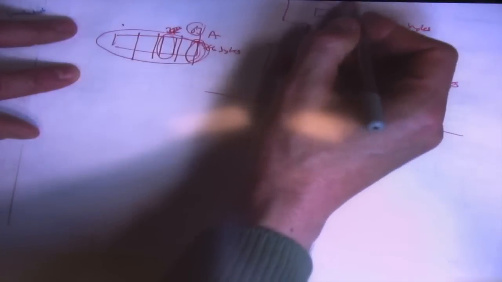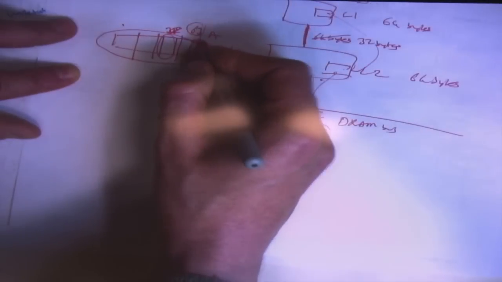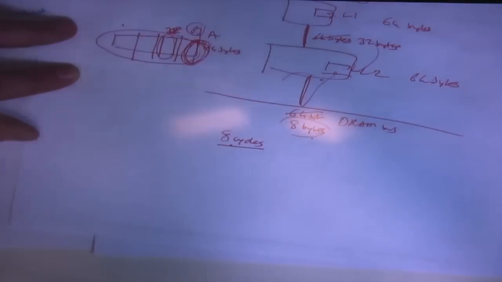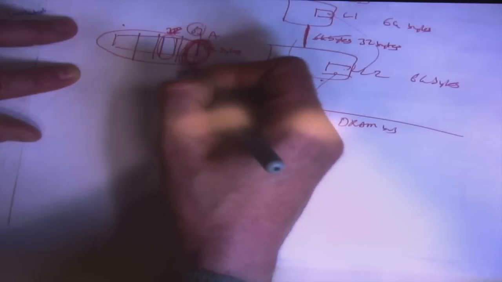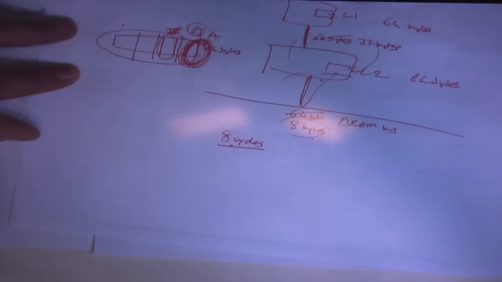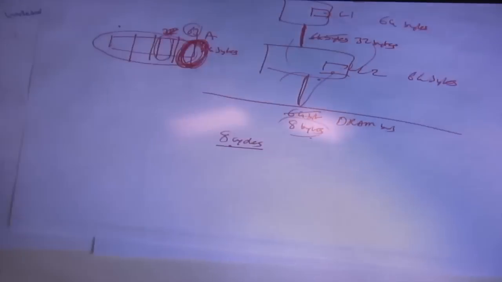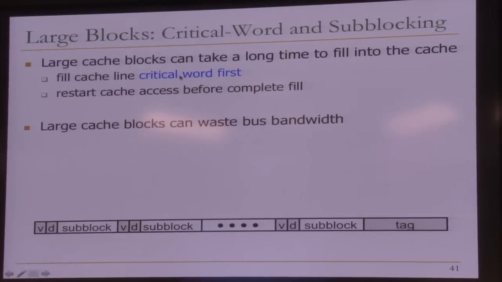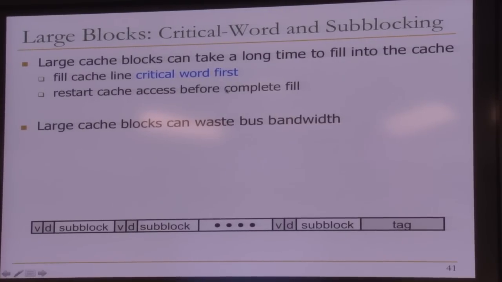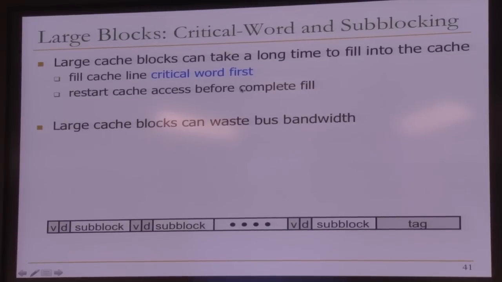Whereas if you know the critical word when you do the load, the critical byte over here, or critical portion of the block, is the last byte. You supply that information to the lower level, and the lower level first returns that critical byte. If it has the ability to return that quickly, then you can fill the cache first with the critical word and supply it to the processor at the same time. And the processor can continue while you're filling the cache. Does that make sense? That's the idea of critical word first.